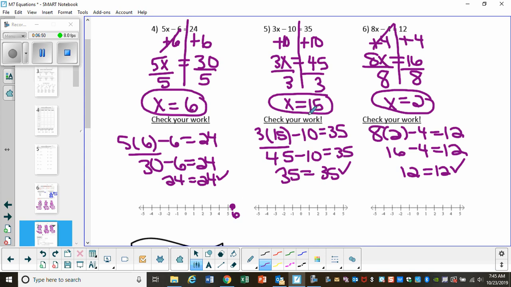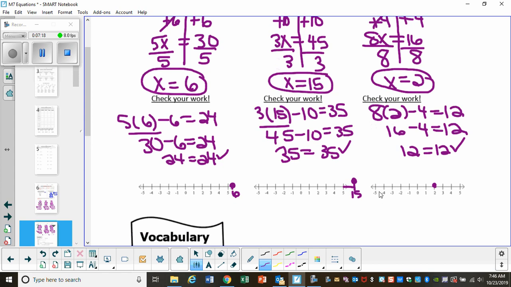Okay, for number 5, the answer is 15. Again, my number line's not big enough, so I'm just going to stretch it out and put 15 over here to the right. I know that there's not 10 spaces in between 5 and 15, but I know that it's going to be to the right of 5, and I'm going to draw a closed circle here on 15. And then lastly, number 6, the solution is 2, so my number line is big enough, and I'm going to draw a closed circle on 2. Okay, and this is really going to make sense when we go into the inequalities unit.